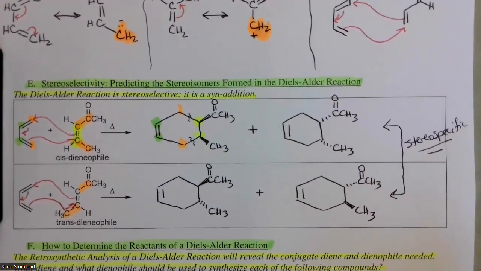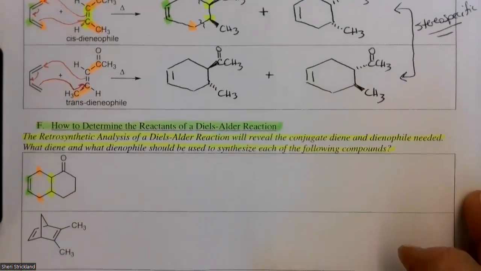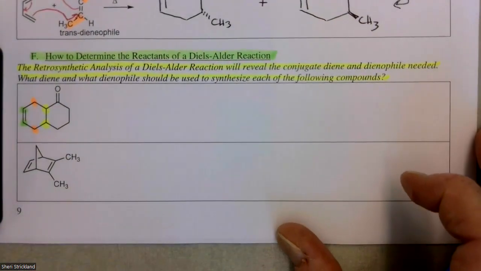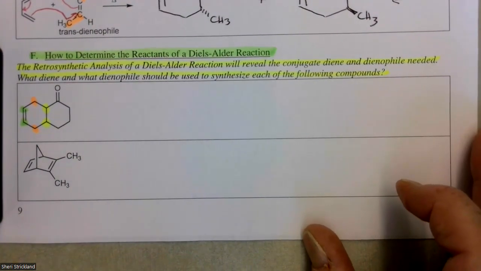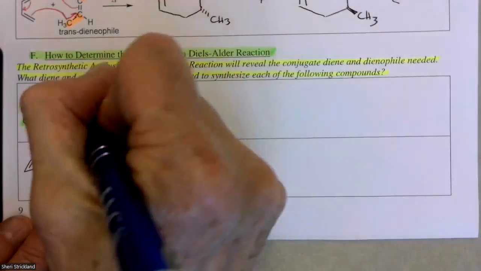All right, right off the page. There we go. All right. So one more thing I want to talk about, and that is, if you have a target that you want to make, how do you figure out what the diene and dienophile would have to have been?